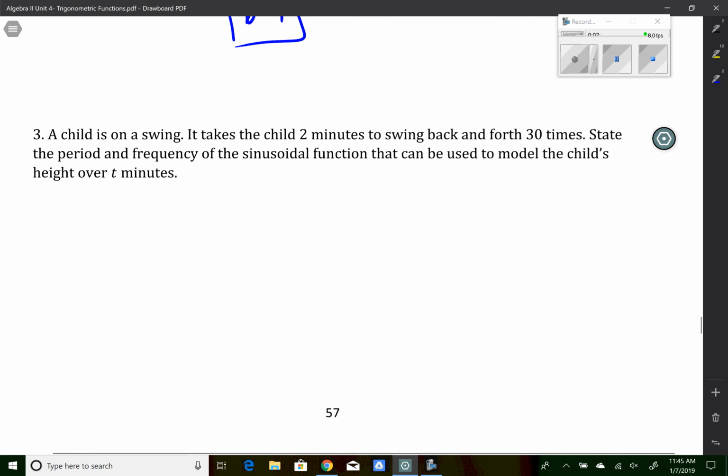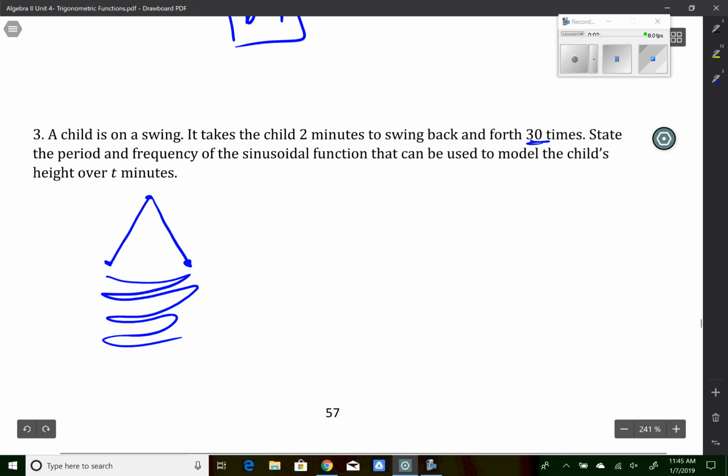Number 3 says a child is on a swing. It takes the child 2 minutes to swing back and forth 30 times, right? So here's your swing, all right? So it's going back and forth 30 times. Back and forth is one cycle. So if it takes 2 minutes to go back and forth 30 times, it takes 2 minutes to do 30 cycles.